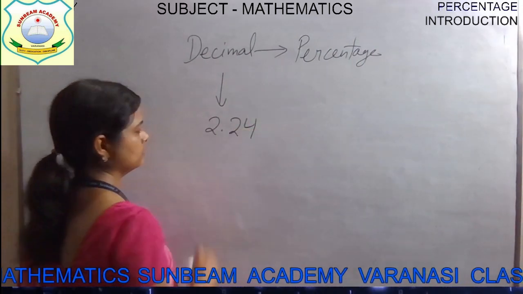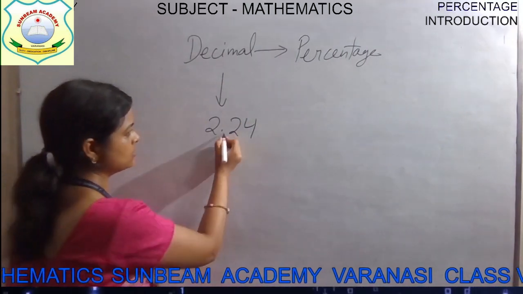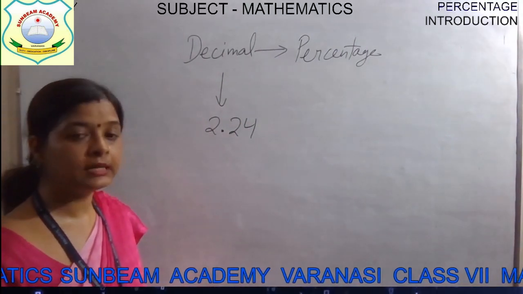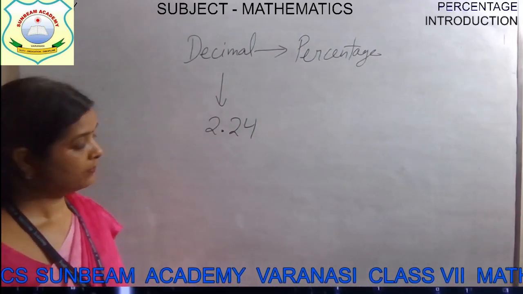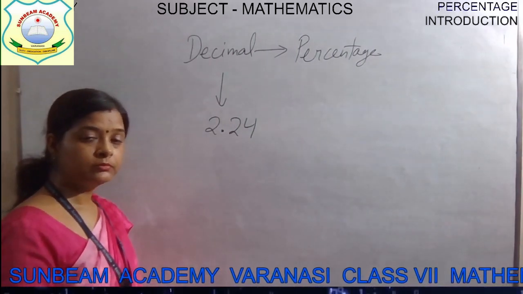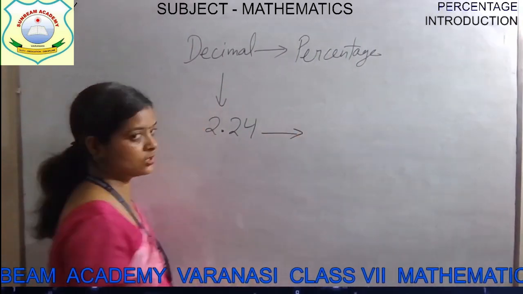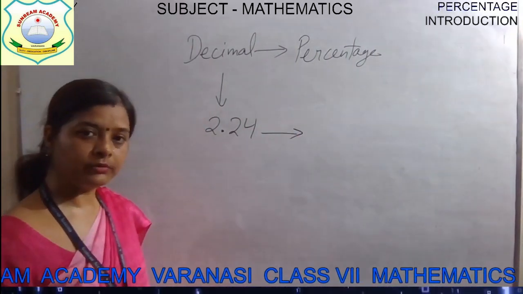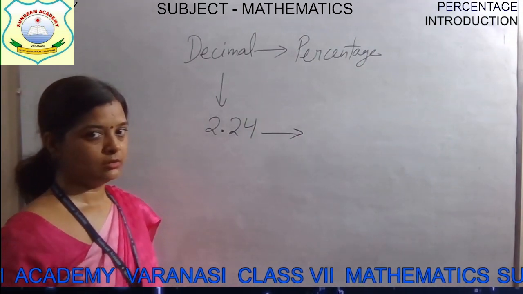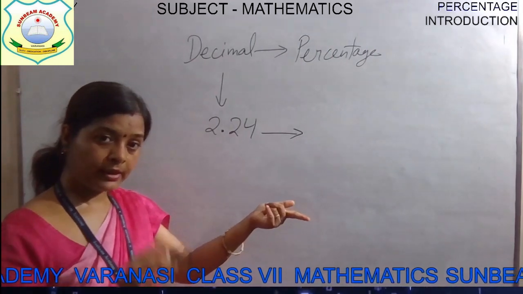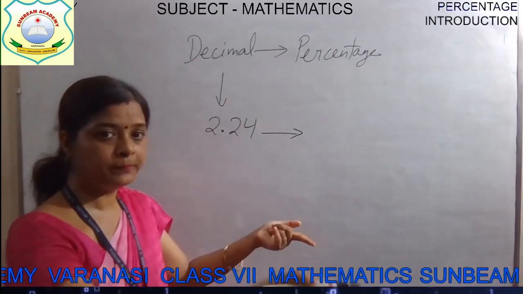Let's take 2.24. Is it a decimal number, children? Yes, it is a decimal number. How to convert it into percentage? First we will convert it into fraction. Earlier, when a ratio was given, I converted it into fraction, and then the fraction was converted into percentage.